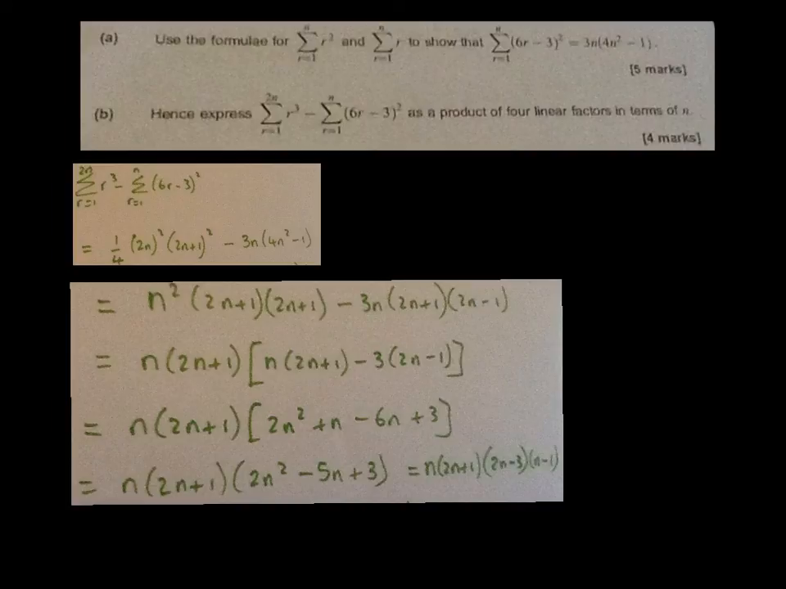Alright, now you can see I've got an n common there and an n common there, so I'm going to take that out. With both of these I've now got 2n plus 1. Left from this term I'd have an n and another 2n plus 1. From here I would have a minus 3 and a 2 and minus 1. Expanding all this out and sorting it out, we end up with this quadratic, which will factorise into this, leaving me with 1, 2, 3, 4 linear factors.